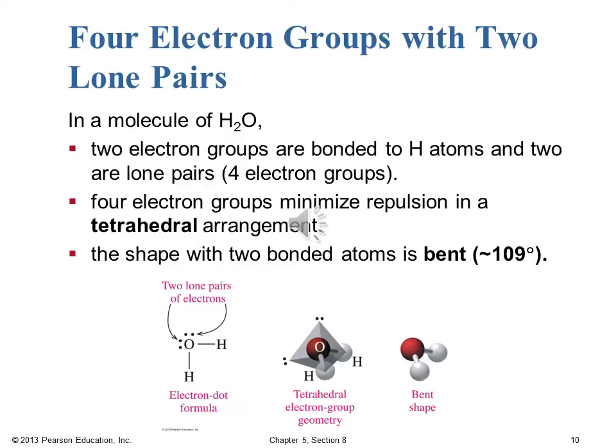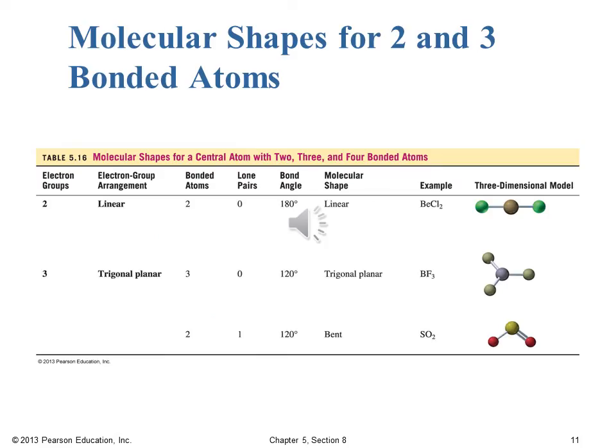So the difference there, of course, is that in the SO2 case, we had a total of 3 electron groups, 1 being a lone pair. This time we have 4 electron groups, 2 of which are lone pairs, and the other 2 bonding pairs. And so here in table 5.16, we have some molecular shapes for 2 and 3 bonded atoms.